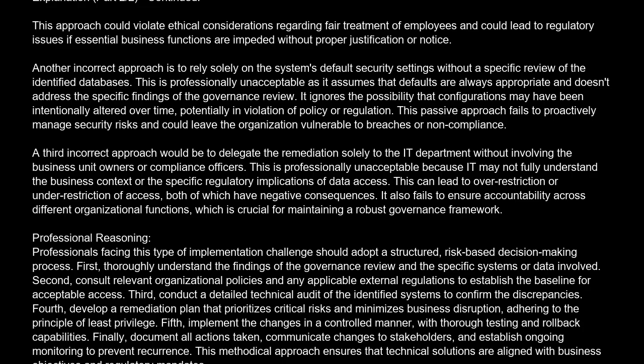Fifth, implement the changes in a controlled manner with thorough testing and rollback capabilities. Finally, document all actions taken, communicate changes to stakeholders, and establish ongoing monitoring to prevent recurrence. This methodical approach ensures that technical solutions are aligned with business objectives and regulatory mandates.